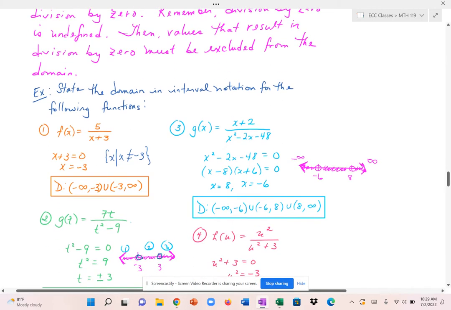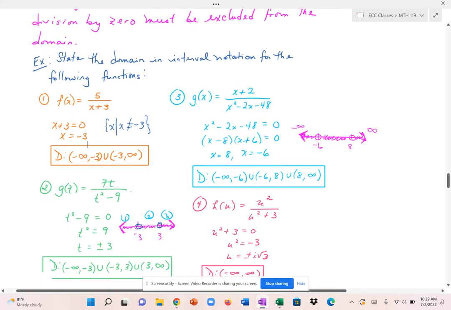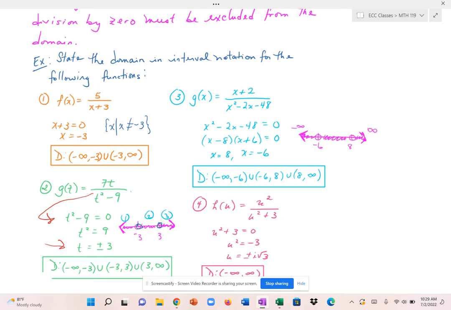Okay, number 2 in green, g of t is equal to 7t over t squared minus 9. So this time my t is my independent variable, g of t is the dependent variable. Again, take that denominator, set it equal to 0. And I used the square root method, so I added 9 and took the square root of both sides. That means I have two restrictions to the domain here, at -3 and at +3.